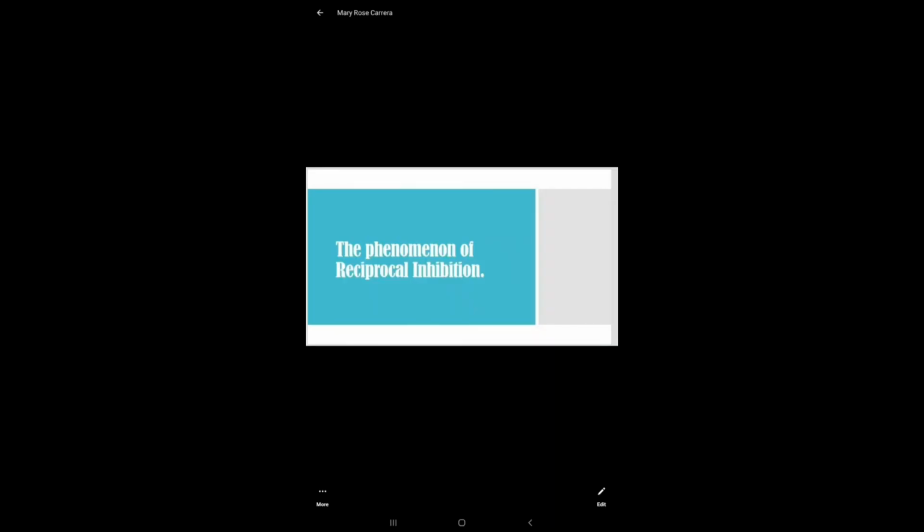Phenomenon of inhibition. Reciprocal inhibition: the stretch of one muscle inhibits the activity of the opposing muscle. Activating one muscle or muscle group inhibits the antagonist. Reciprocal inhibition describes the process of muscle on one side of a joint relaxing to accommodate contraction on the other side of the joint.